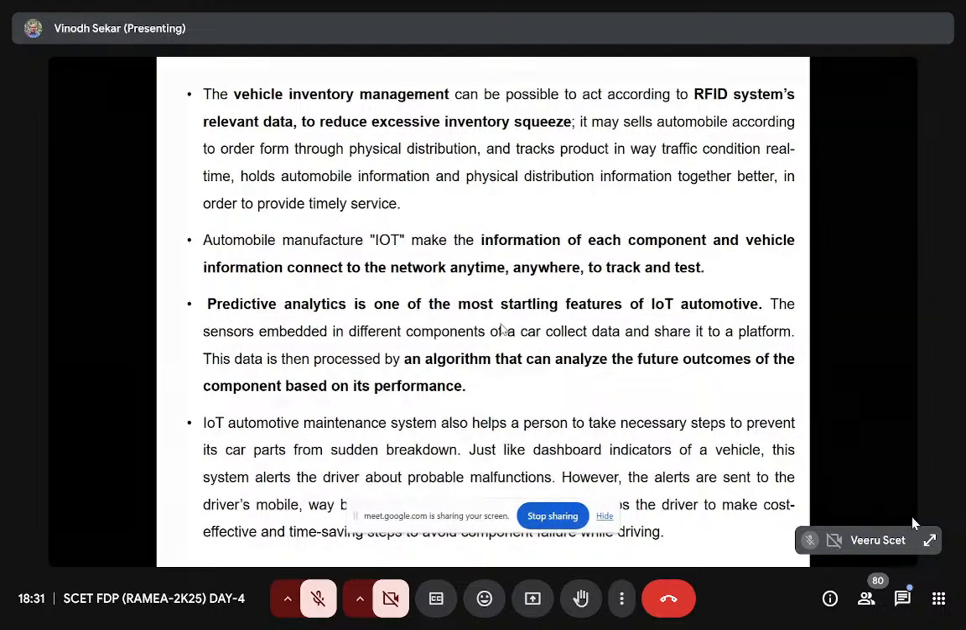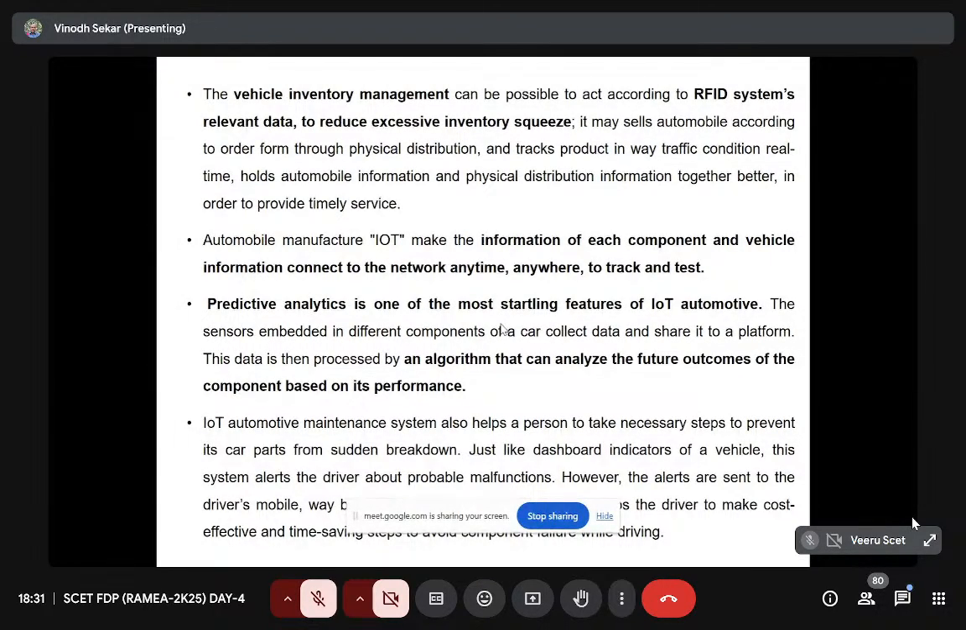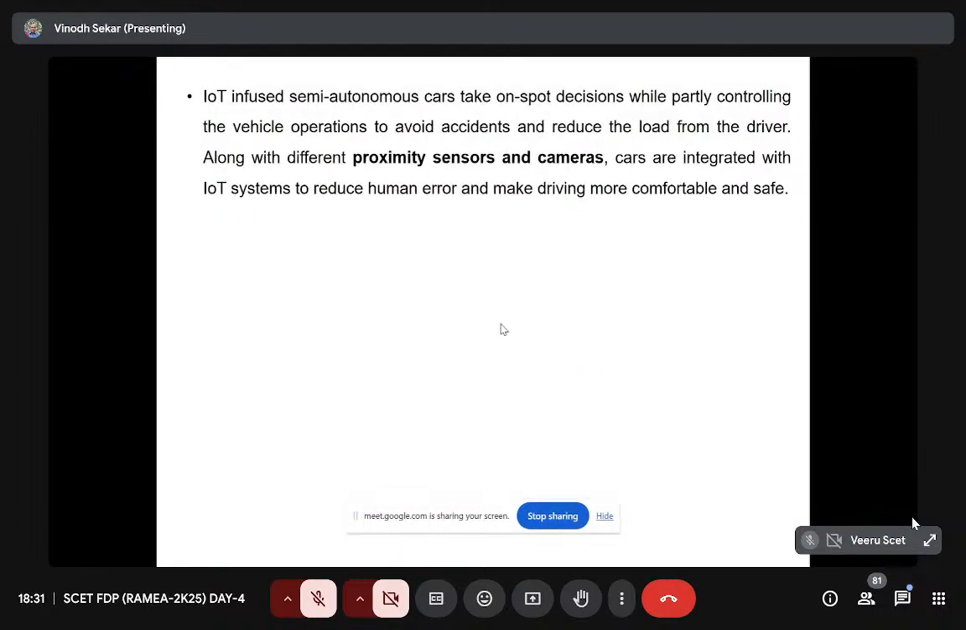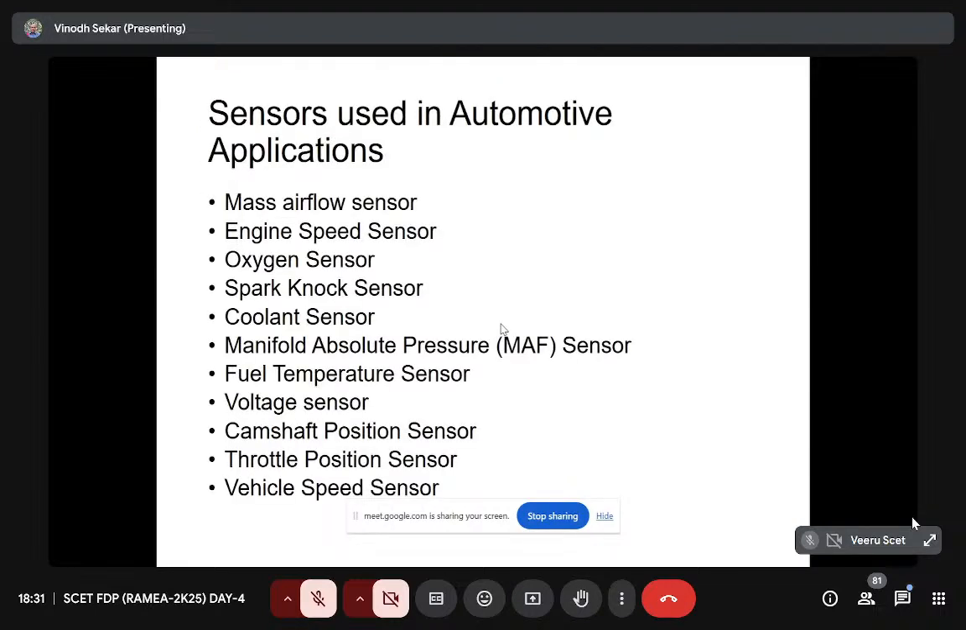So this IoT enables predictive analytics, which is very essential in the context of automotive systems, whereby we have algorithms which can analyze the future outcomes of a component based on the present performance. That is how we try to develop the advanced analytic systems. And also we have been using proximity sensors and cameras in certain applications. So there is a variety of sensors we use in automotive applications.